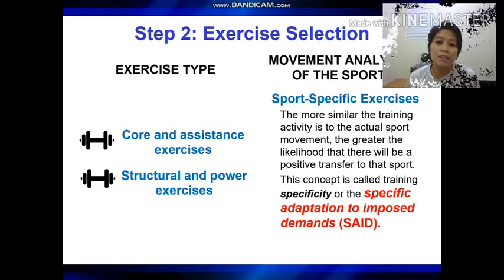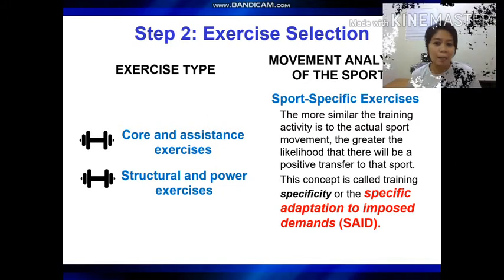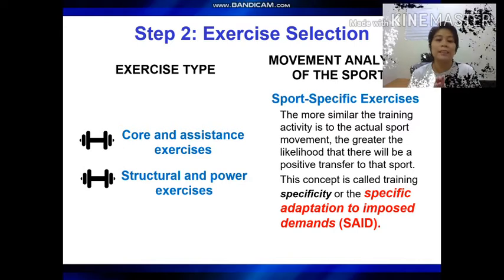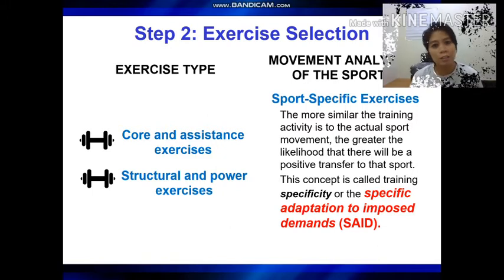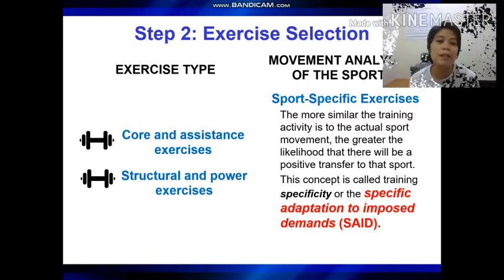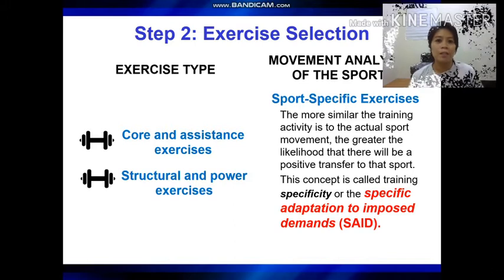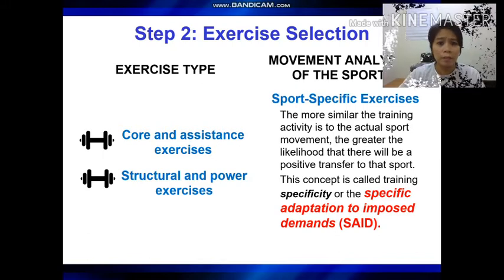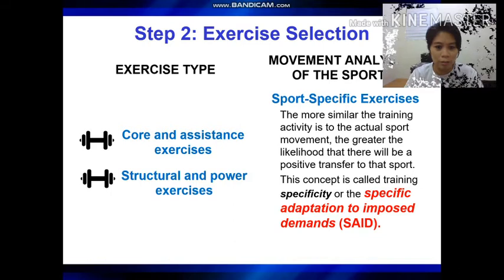Remember in the cardiovascular endurance training, I highlighted site-specific adaptation to imposed demand. Again, we have to understand the movement of the sports. Choose exercises in the gym conditioning that reflect the movement needed in that sport, because they are more likely to be of positive benefit to the athlete's development of specific strength. Then we go one by one through the exercise types: core and assistant exercises, structural and power exercises.